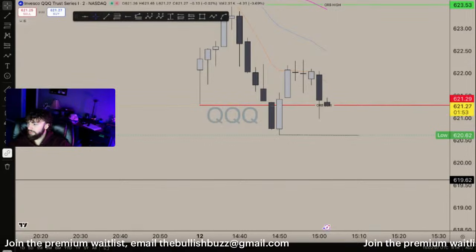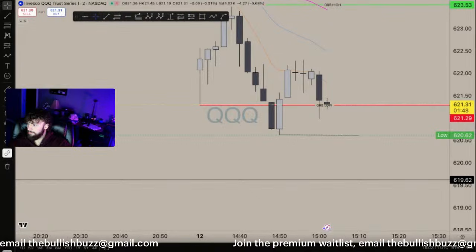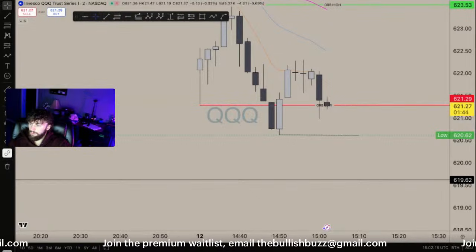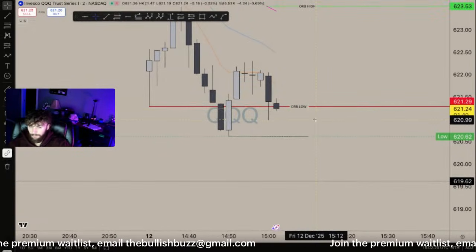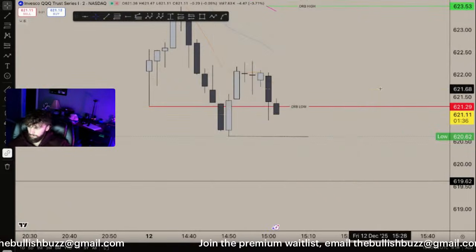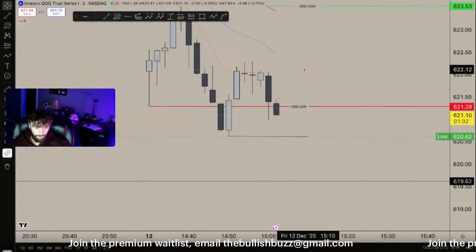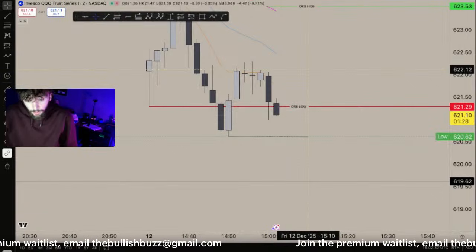I mean, it definitely looks like we want to break down, but I'm turning off this stupid watermark, guys. I'm sorry. All right, let's see if we can close below. Let's see if we can close below.